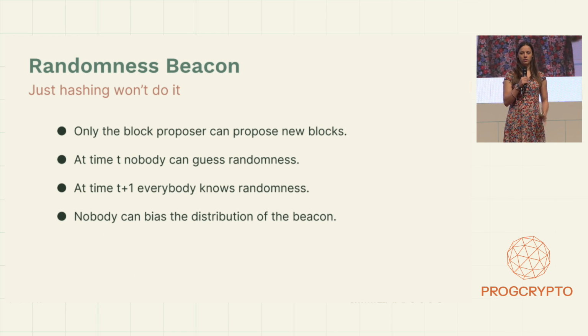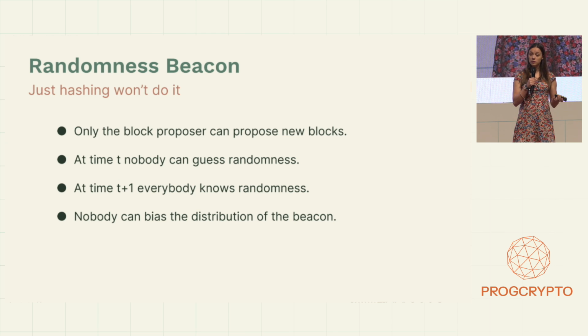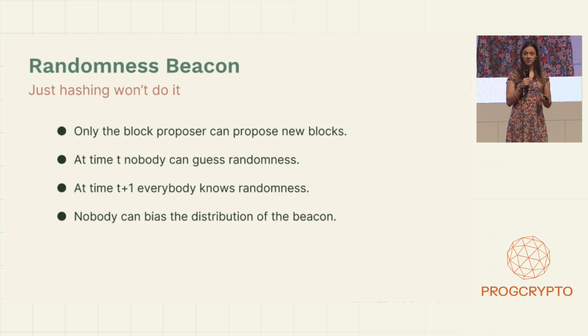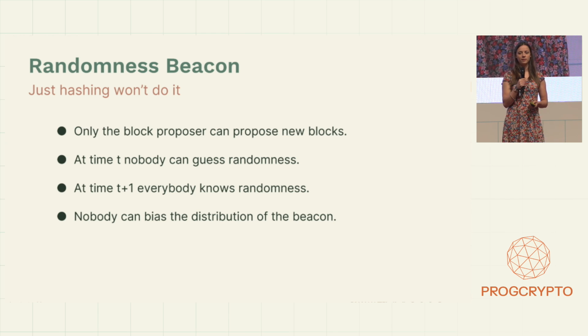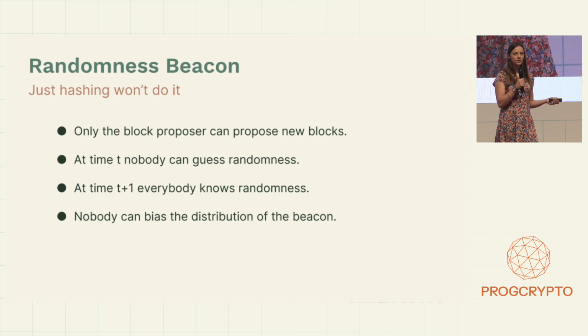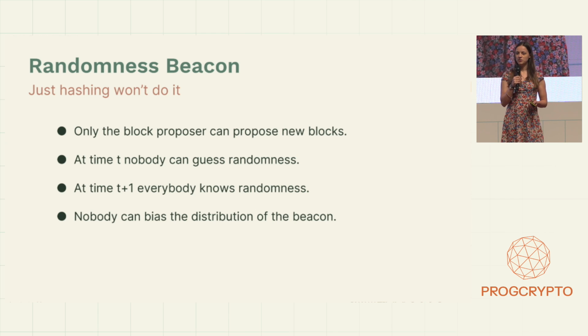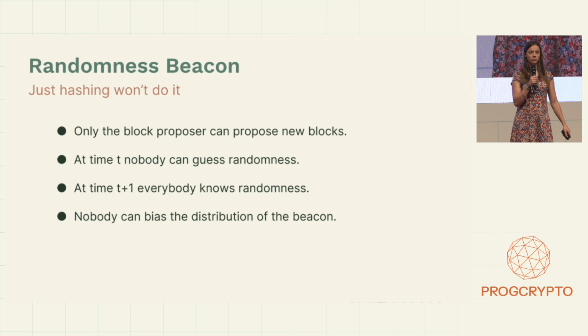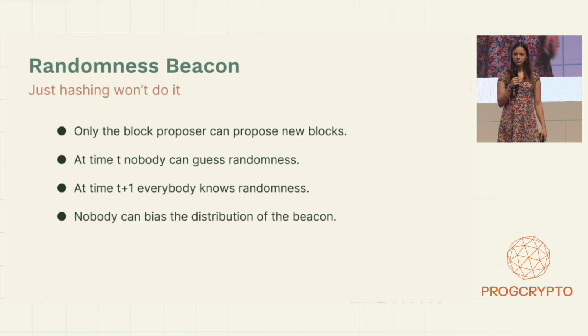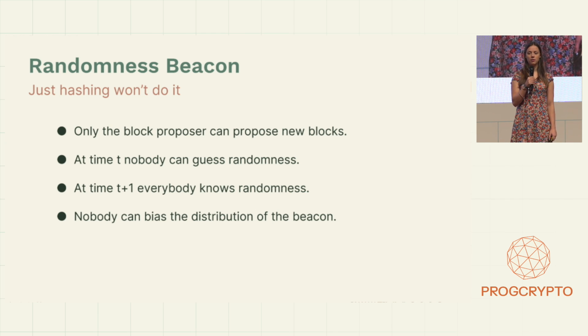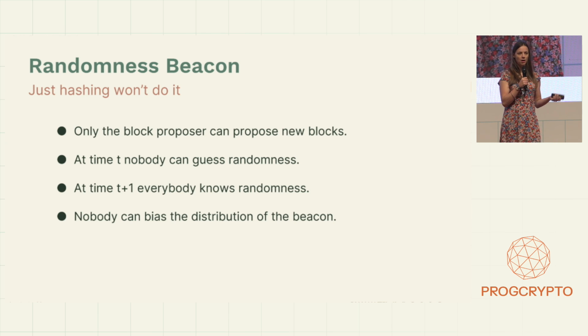So, a reminder: the randomness beacon is being used so that we can choose our block proposer. What we want is that at time t, nobody in the world can guess what the randomness is going to be. But at time t+1, everybody knows what the randomness is, and it's verifiable, so we know who the block proposer is. And nobody can bias the distribution of the beacon, so they can't bias it to get the output that they want it to be.